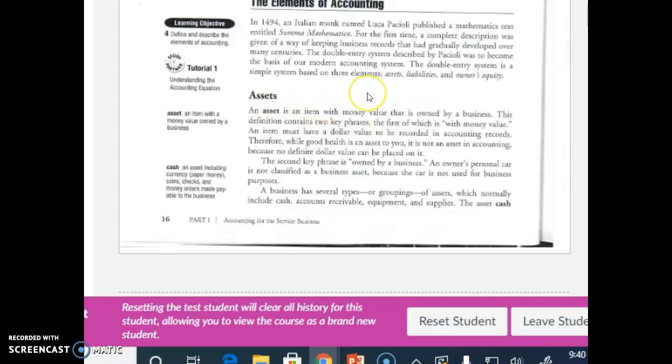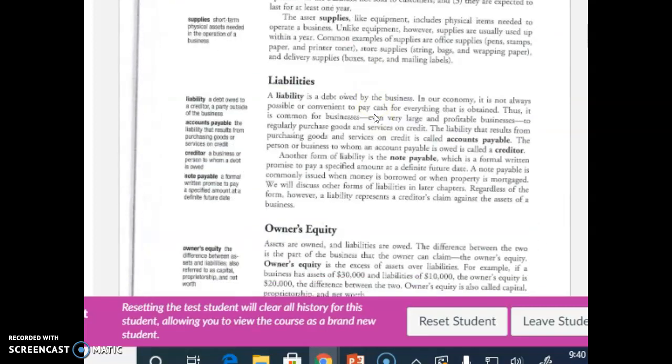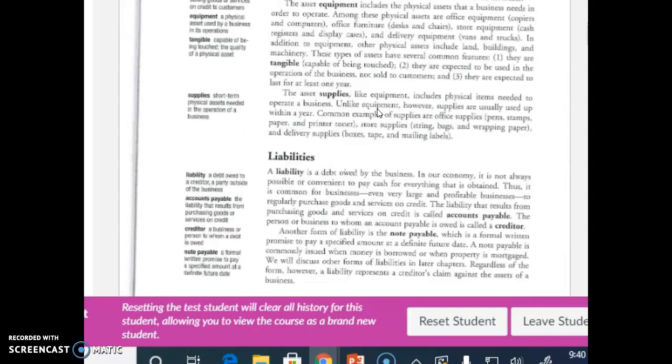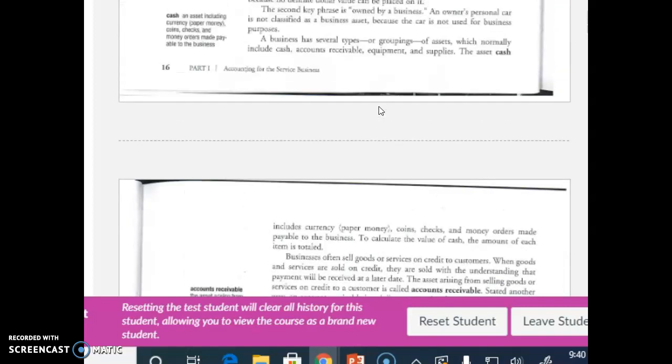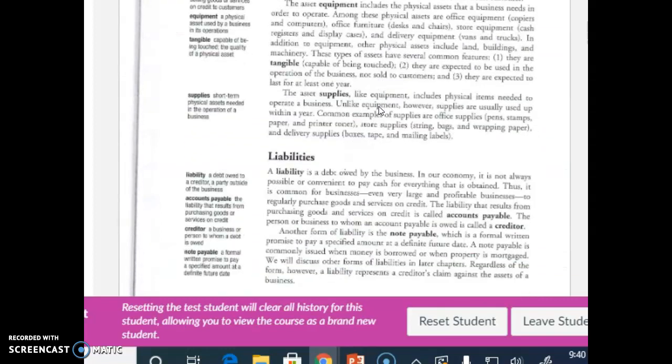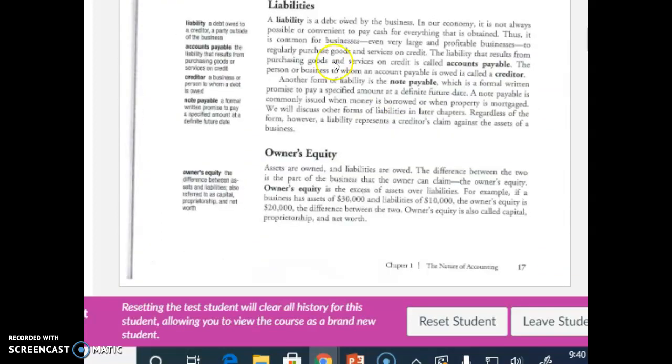For example, what is an asset? What is a liability? What is owner's equity? Now remember, you saw a video on this. An asset is anything that a business owns that has value. It's like a car or supplies or cash. And then liabilities are anything that is a debt owed by the business.